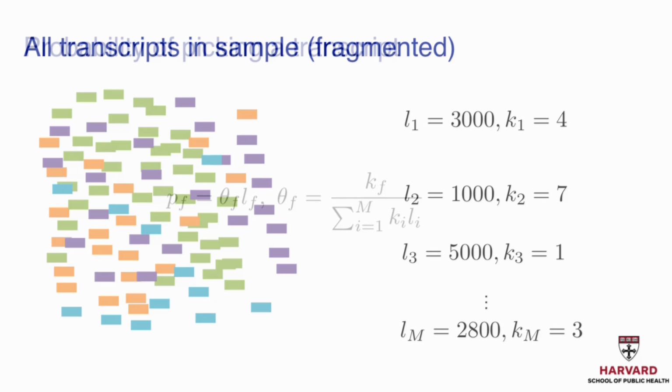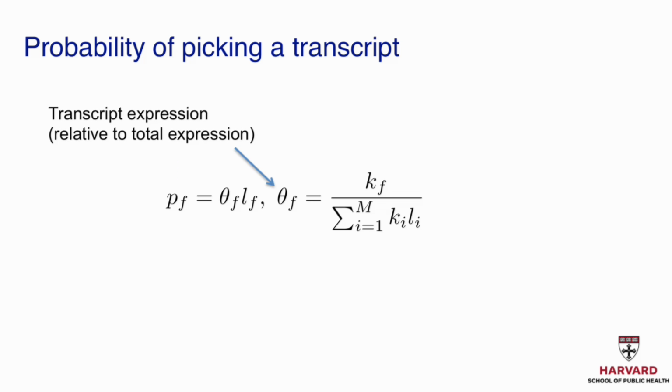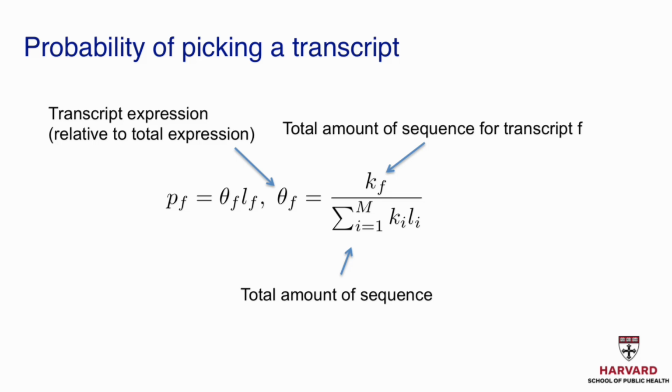So let's continue. We're going to use statistical modeling to decipher what the transcript levels are. And to do that, I'm going to introduce some notation that it uses. So P of f is the proportion of the total amount of sequence that comes from transcript f. And that is equal to theta f, that's a new term I'm introducing, times its length. So theta is the transcript expression. This is going to be the parameter of interest, but it's relative to the total expression. That is what we're going to work with. That is what we're going to try to estimate. And that's the quantity that biologists care about.